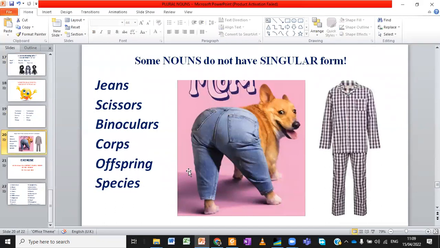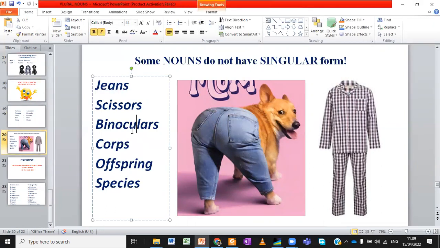Now, some nouns do not have singular form at all. You have jeans. You don't say jean, because they are actually two. Scissors, you cannot say scissor. Binoculars, if you look at it, these are mostly two, they come in pairs. So you have cattle, offspring, there is no singular and plural, it's just one word.